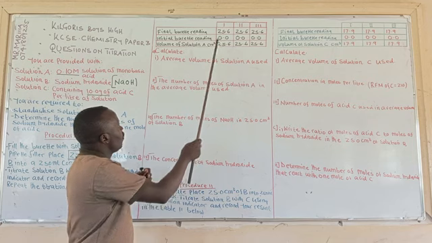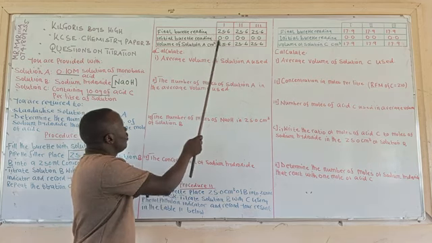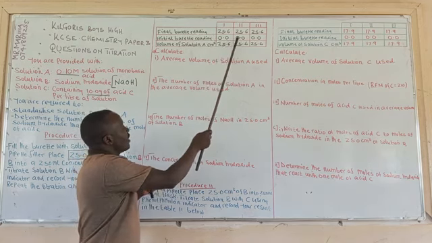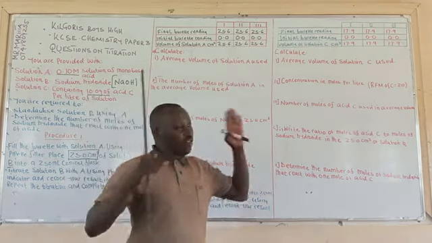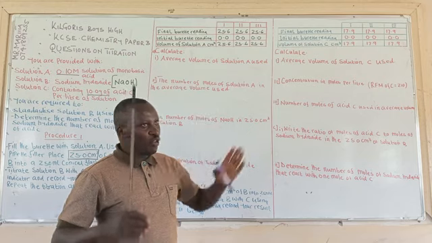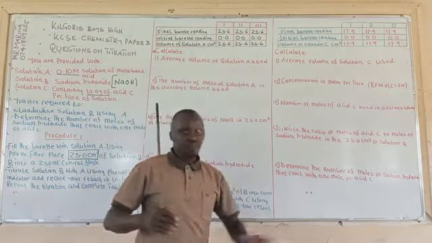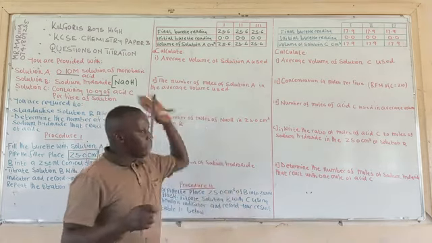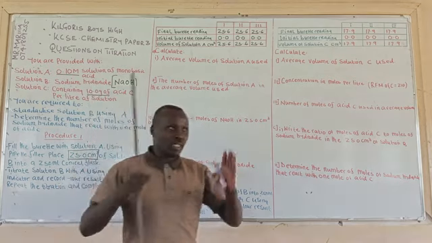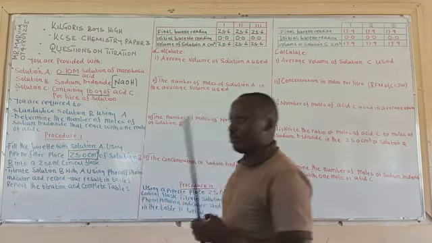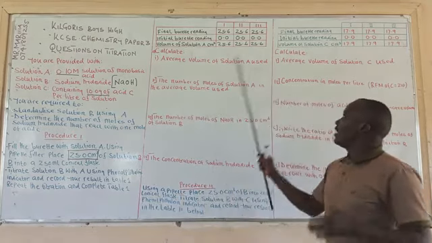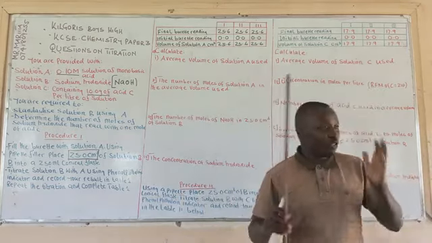For example, if you indicate here 0.0 and on the other side you indicate 0.00, then that one is not correct. If it is 1 decimal place, make sure you use 1 decimal place all over. If it is 2 decimal places, make sure you use 2 decimal places all over. So after completing the table, we are supposed to calculate the average volume of the solution used.